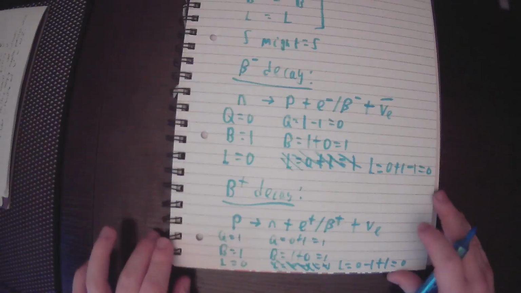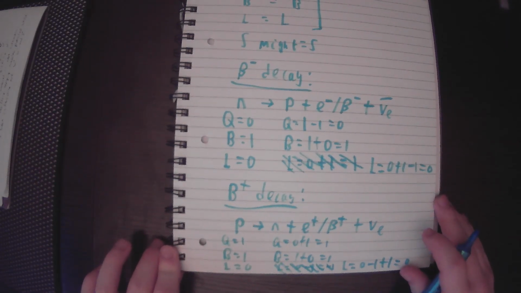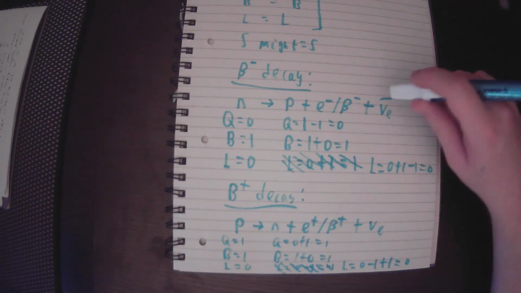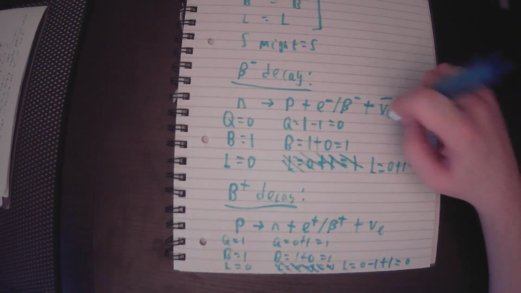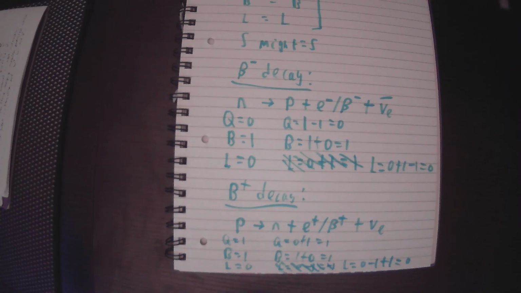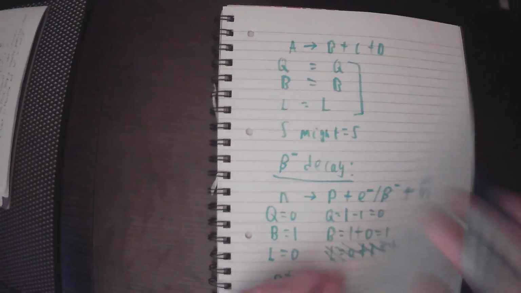So these are beta minus and beta plus decay. You need to know these. These are expected to know, and you need to know where the neutrinos are coming from because of our conservation laws. And you also need to know the exchange particles, which we are about to get onto just now.